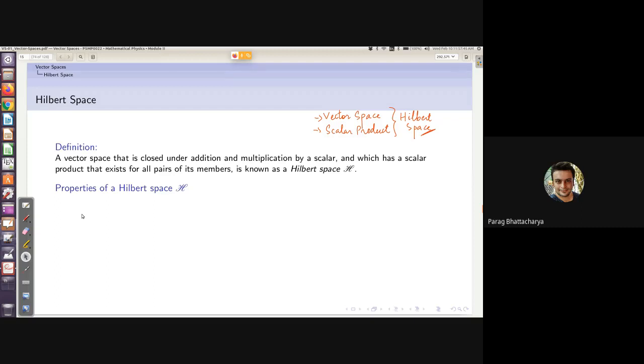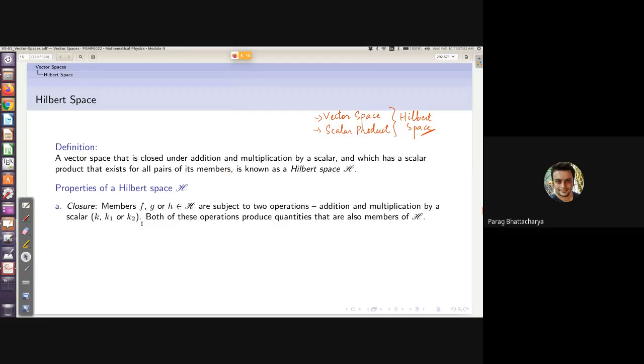Okay, so what are the properties of a Hilbert space? Important, you need to know what the properties of Hilbert space are. So first property is closure. Suppose I'm having members f, g, and h, which are subject to two operations. The two operations are addition and multiplication. Both of these operations produce quantities which are also members of the same Hilbert space.